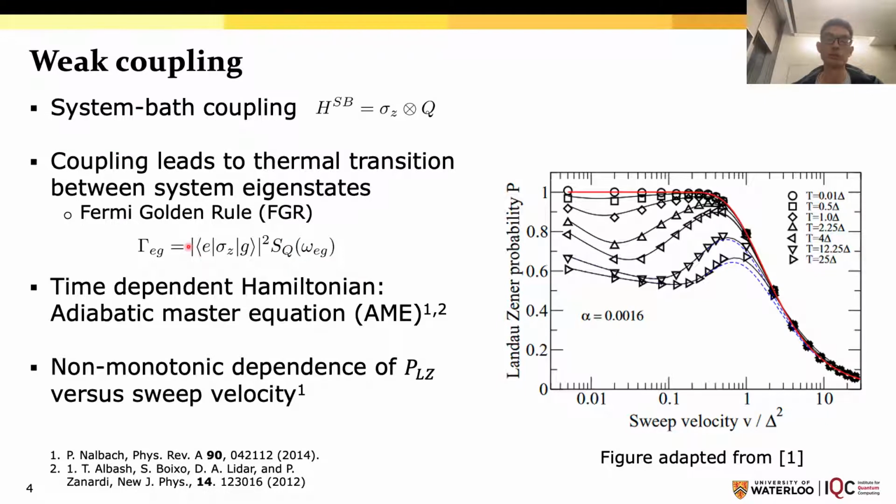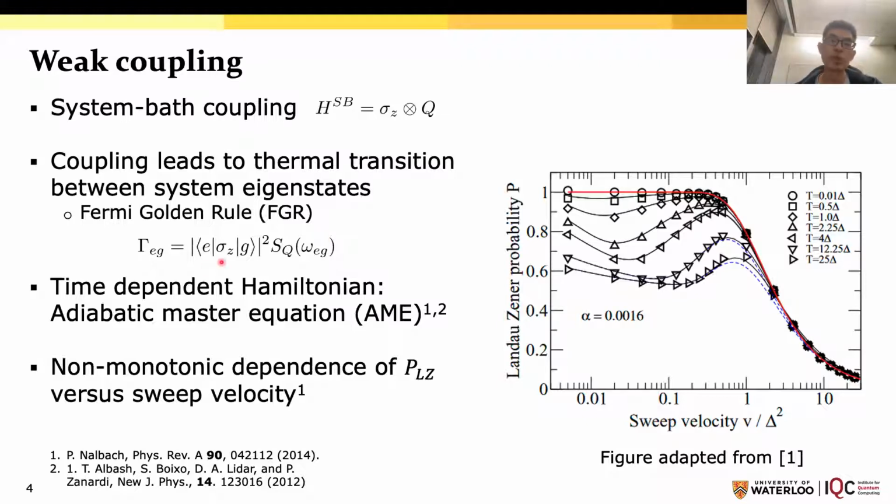which says that the ground and excited state transition probability is given by the matrix element of this system operator sigma z, squared, multiplied by the noise spectral density of the environment operator. And this is the kind of rate that you would expect in typical gate-based model computations.